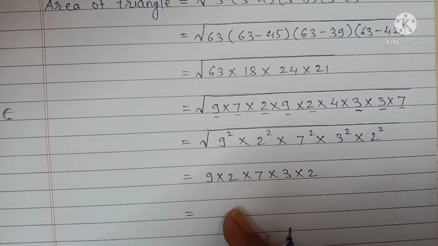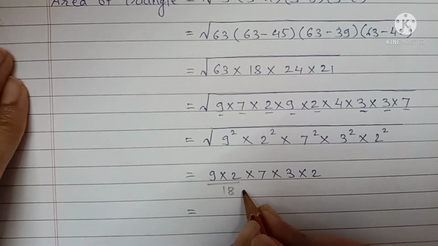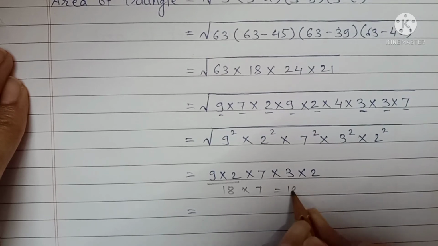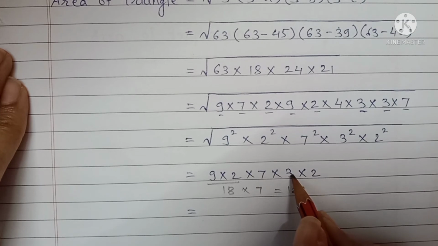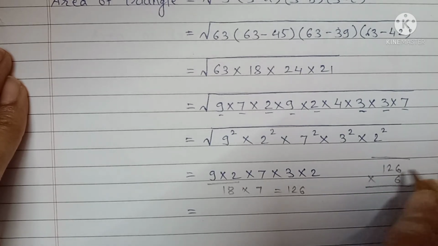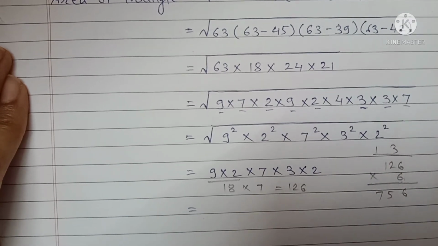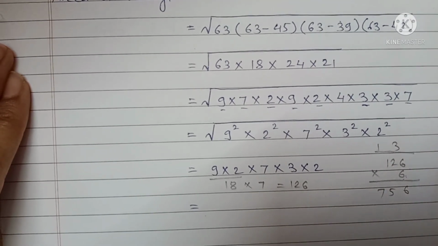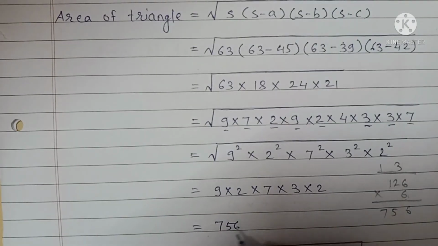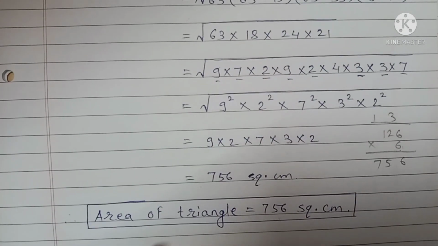नाउ डू मल्टीप्लिकेशन. 9 2 जा 18. 18 multiplied by 7, 126, and 3 multiplied by 2, 6, means 126 multiplied by 6. 6 6s are 36, 6 2s are 12, 12 plus 3, 15, 6 1s are 6, 6 plus 1, 7. 756. 756, and unit is square centimeter. Therefore, area of triangle is equal to 756 square centimeter.